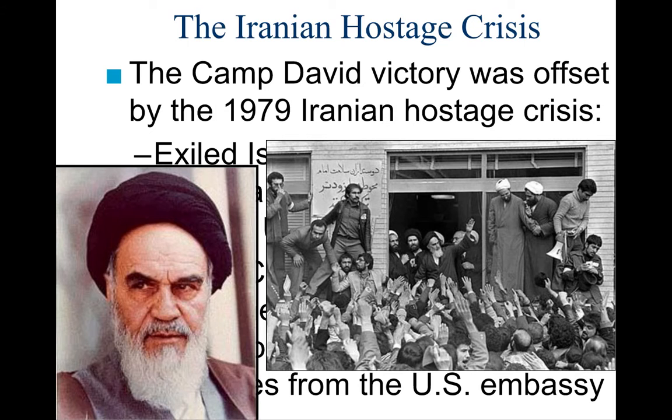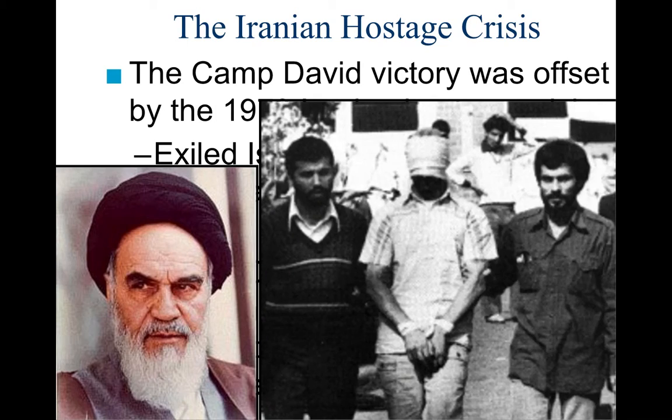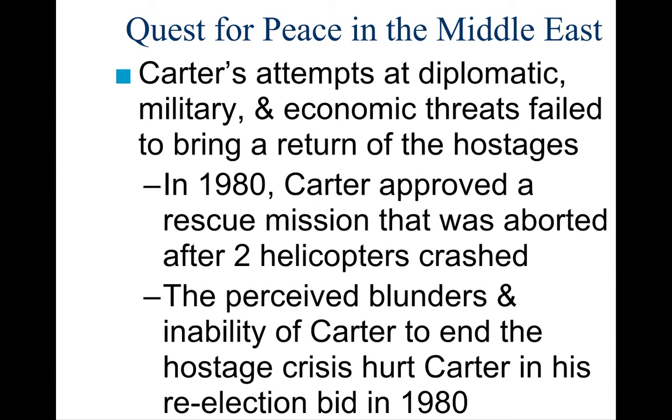This is significant because Carter was unable to successfully negotiate to get these hostages back. He tried just diplomatic negotiations at first, and they failed. And then he ended up trying to send helicopters into the region, but the helicopters crashed. And so what we see is that all of Carter's attempts to get these hostages back fail, which makes Carter look really weak at home, and it also makes the United States in general look weak abroad.